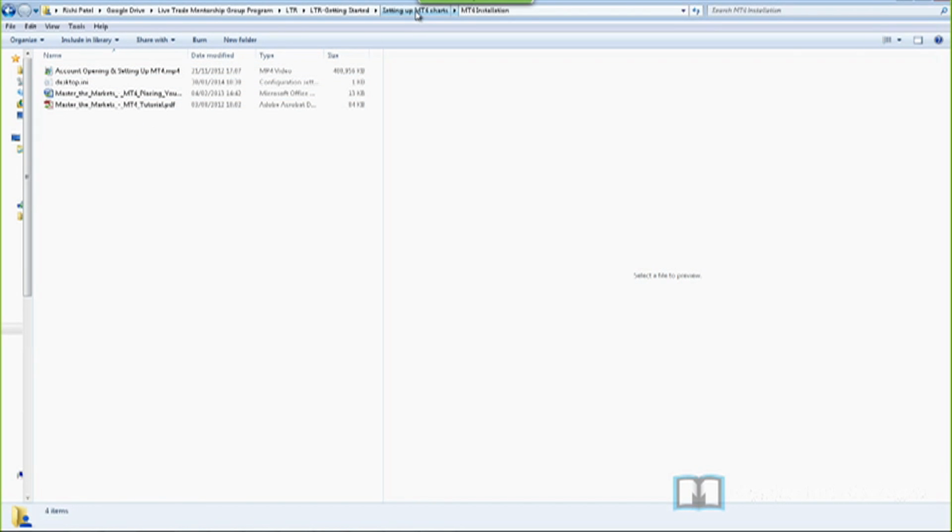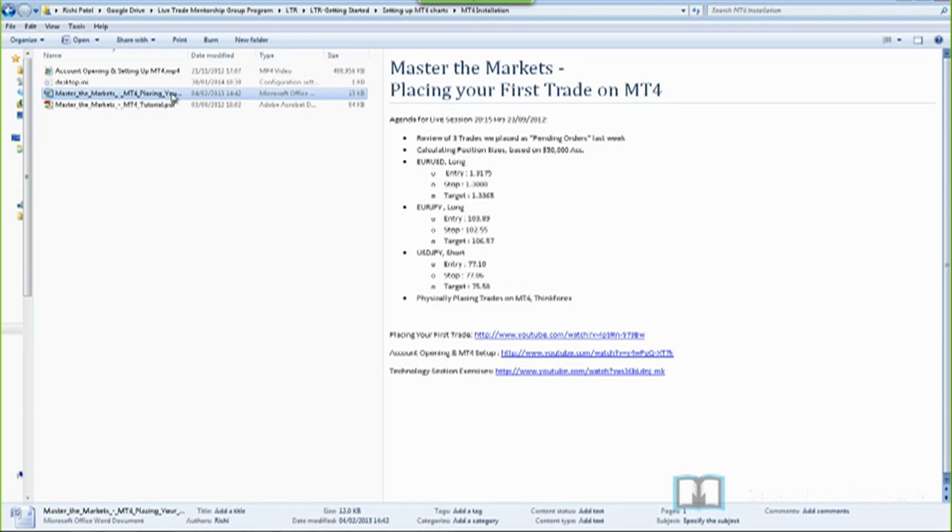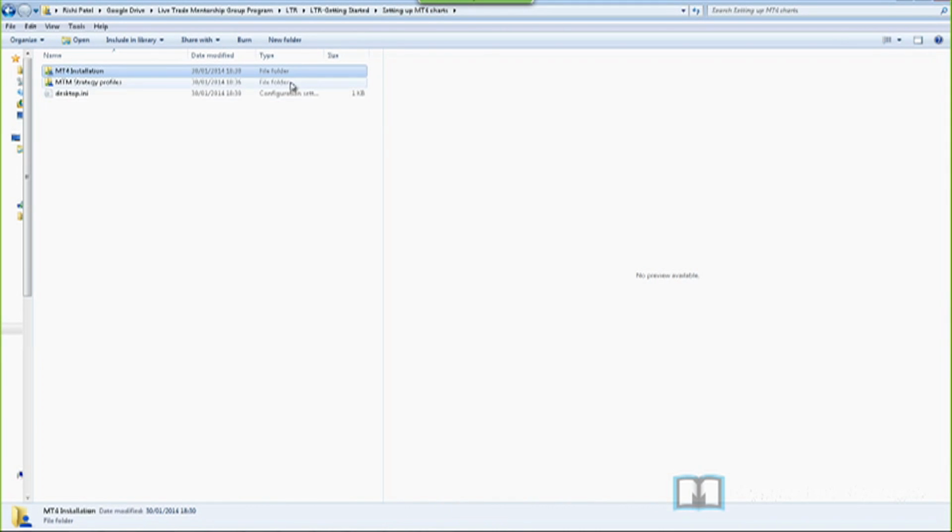MT4 installation folder, and again, if you watch this video, it will show you how to set up your account and how to get MT4 up and running. And we've also got a tutorial on how you can place your first trade and some other bits like that. And in part of that video with the setting up MT4, you're going to have the agenda that I used for that particular video, so you can see that.